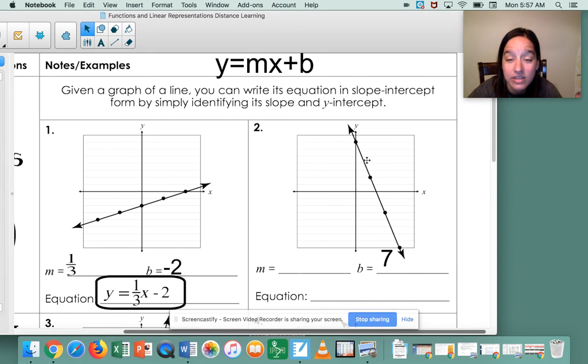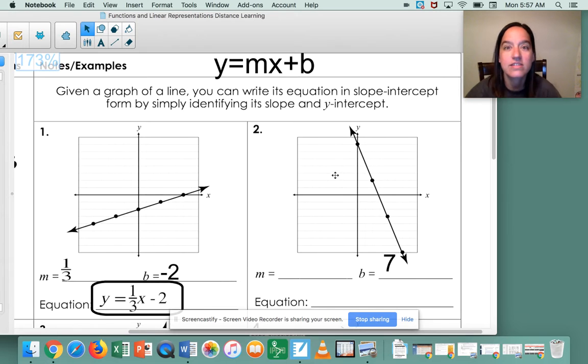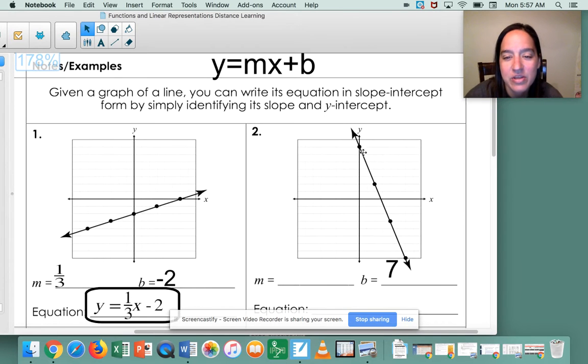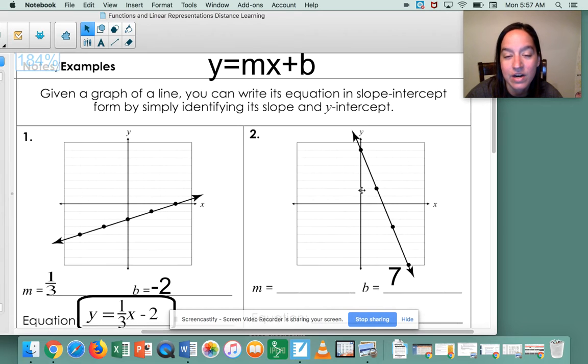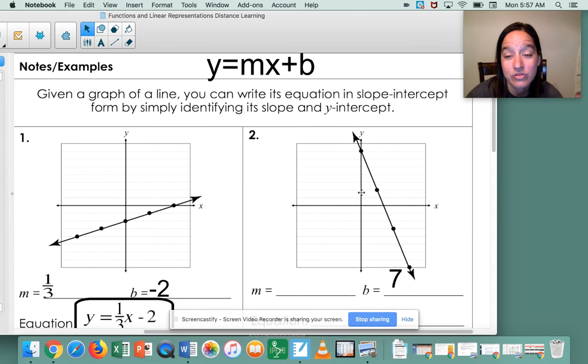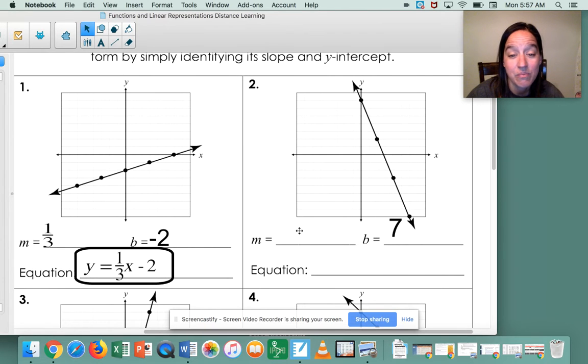So if I look, I'm going to try and zoom in a little bit more, but every time I do this, the computer slows down a little bit. But if we look here, we got 1, 2, 3, 4, 5, and then it goes over 2. 1, 2. So my slope is negative 5/2.